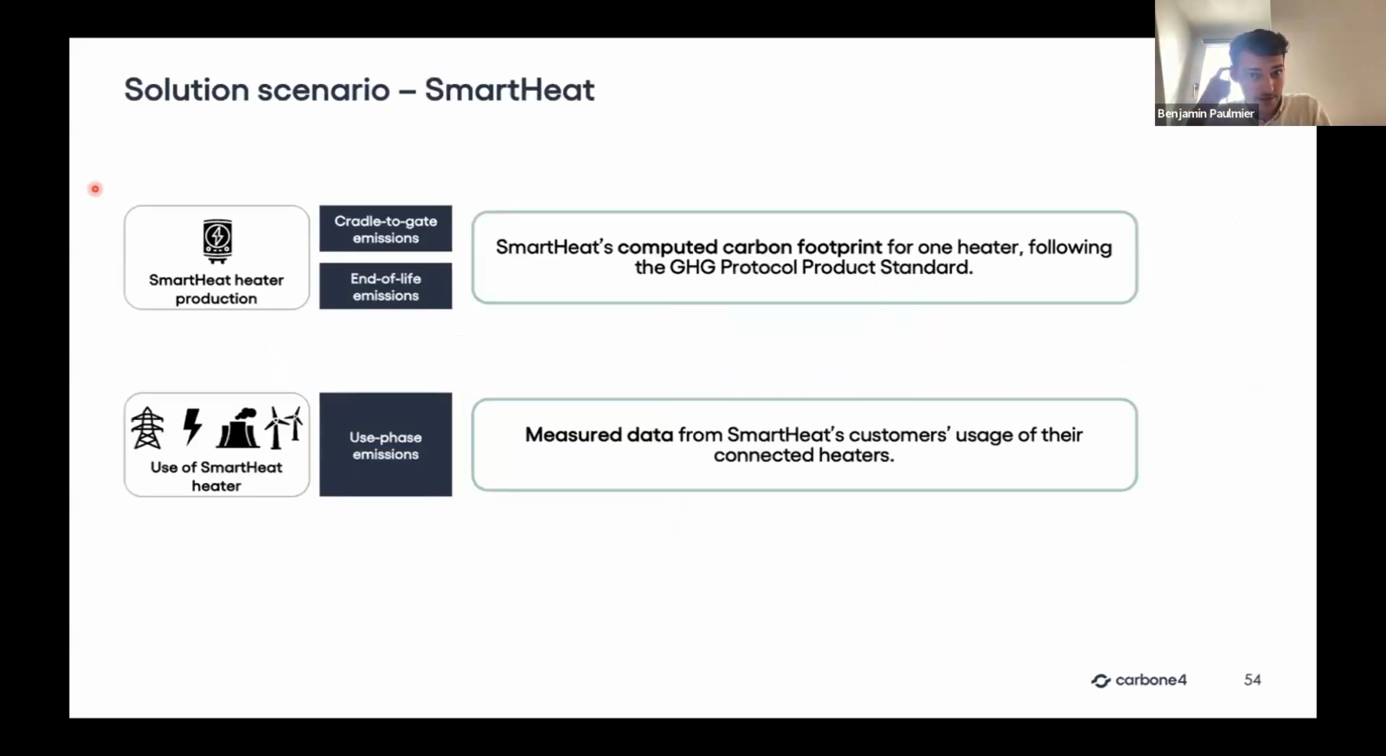For Smart Heat, same old song: cradle to gate emissions, end of life, use phase. To compute these, for the manufacturing and end of life emissions, luckily Smart Heat did pass through the gates of climate action credibility. They did compute their carbon footprint, and they also have precise, detailed carbon footprints for their products. So they do have the manufacturing emissions of their heater. They have the end of life emissions, and for the use phase emissions, they're going to take advantage, as we mentioned earlier, of the data that they gather on their customers' usage of the connected heaters.